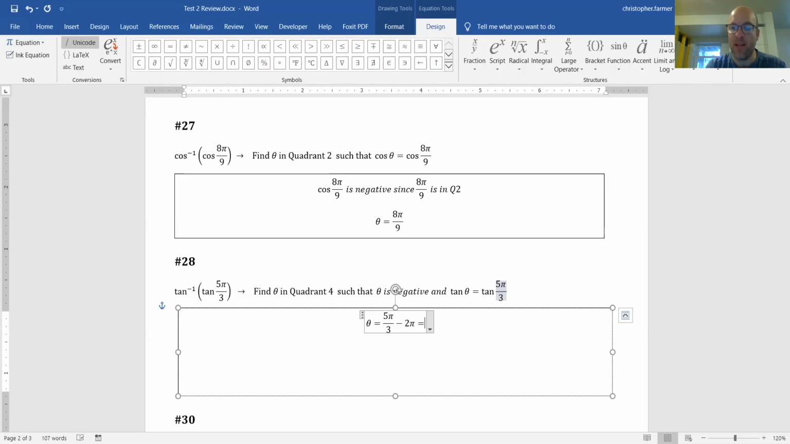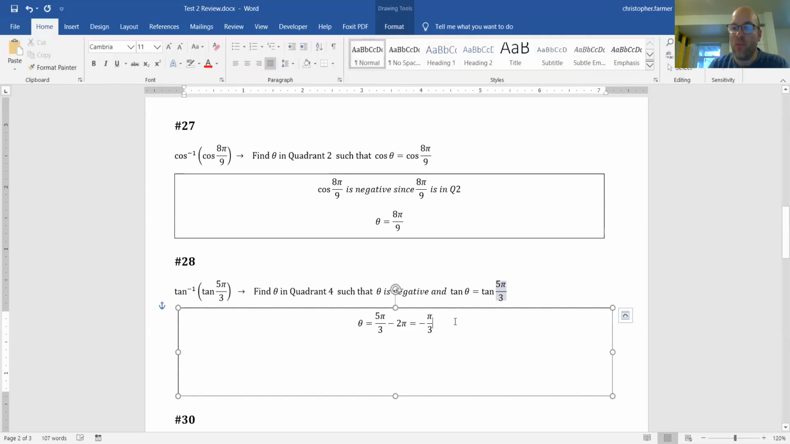But if you take 5 pi over 3 and subtract away a full rotation, you're going to end up with negative pi over 3. And I apologize again for the pi not showing up the way that I thought it would. Let me fix that so it looks nicer in the video. But that's kind of the fastest way to do it.